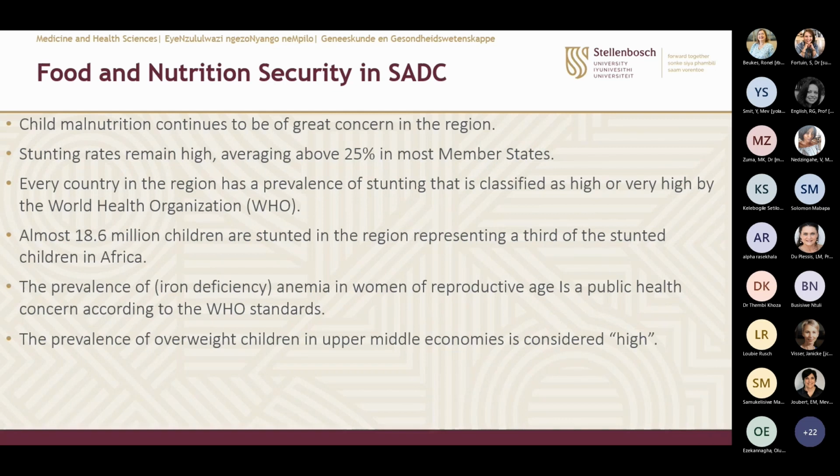And also that child malnutrition is in the SADC region. It's not only in South Africa, but in the whole region, we are affected. And not only children are affected, also the women in their productive age are suffering from iron deficiency and iron deficiency anemia. All in all, the prevalence of overweight is also considered high.